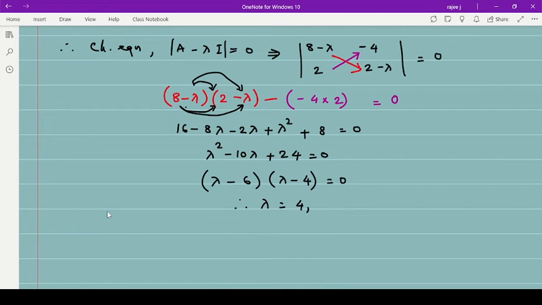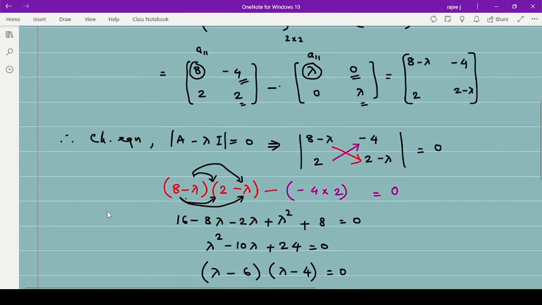So these are the eigenvalues. Okay, so lambda is 4 and 6. These are the eigenvalues. Now you can find two vectors associated with this one, means two eigenvalues are there, so you can find the eigenvectors associated with them. Okay, so that is the concept of eigenvalues.